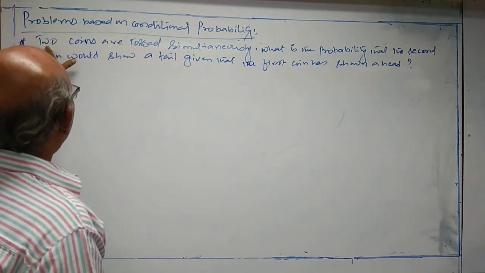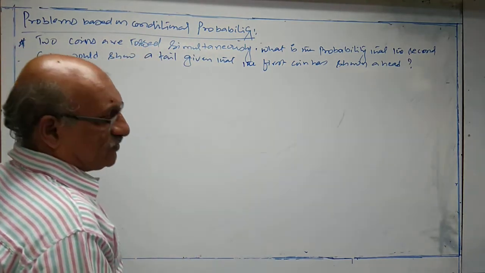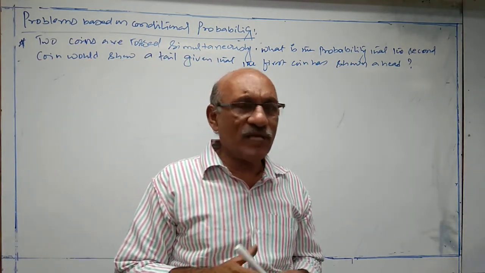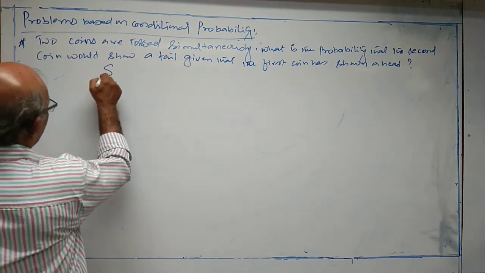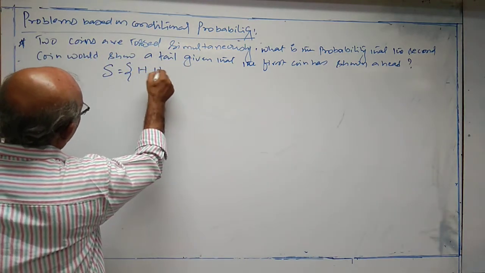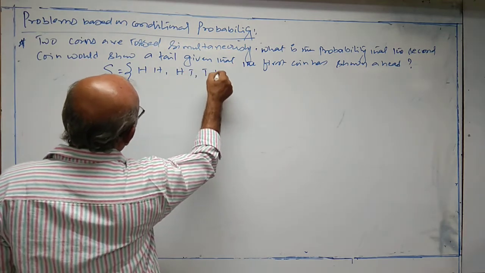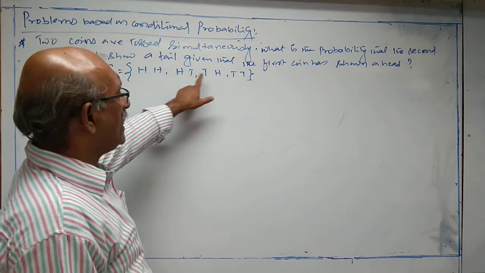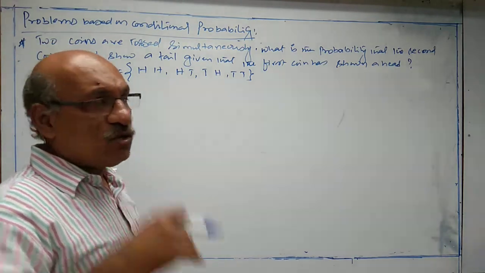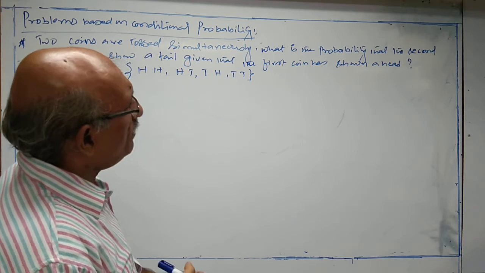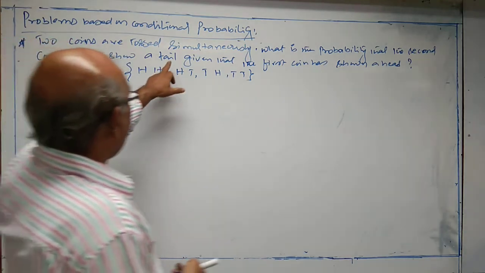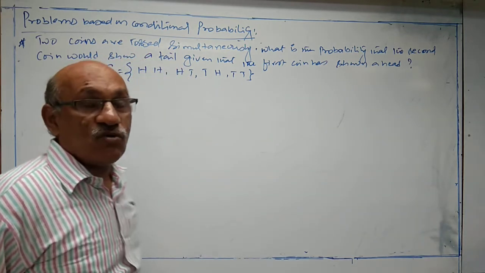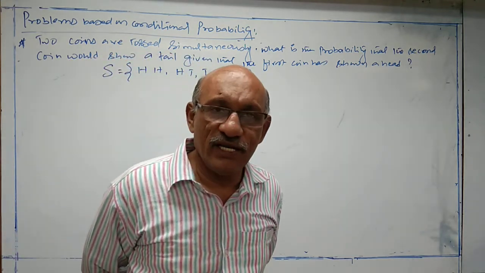Now first read this one. Two coins are tossed simultaneously. First statement of the question is two coins are tossed simultaneously. So in the traditional approach we write sample space this way: head head, head tail, tail head, tail tail. Then go to the second one. What is the probability that the second coin would show a tail given that first coin has already shown head? First coin has shown head. This is the condition given.